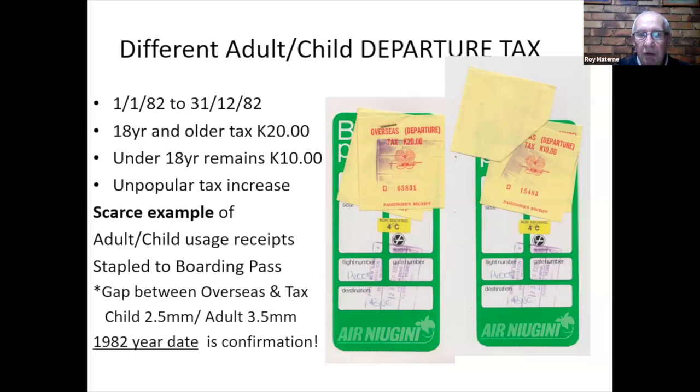So I've just lifted one to show you a child. The one on the left is the adult. You can determine which of these passes are adult or children, but the easiest way is by having a 1982 year date stamped on those labels.